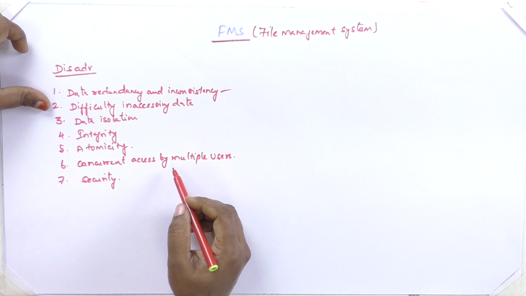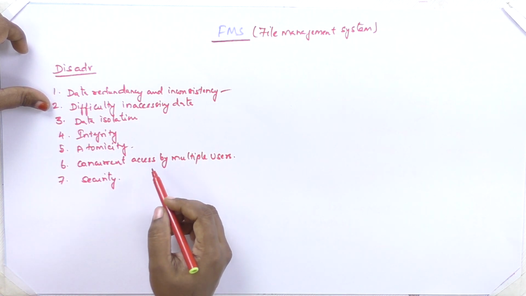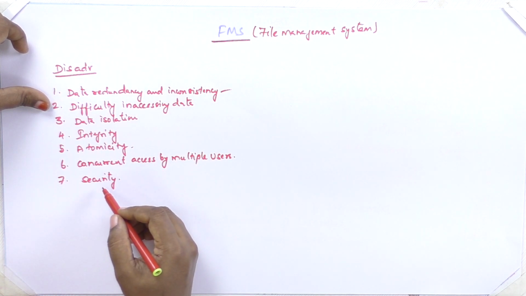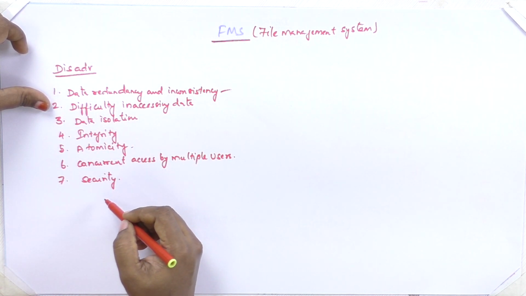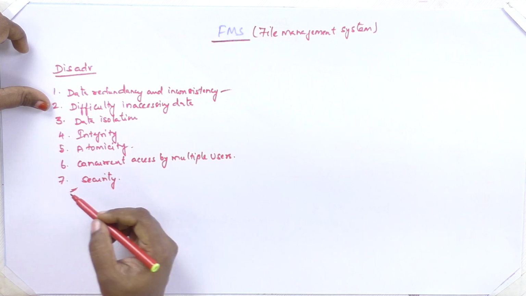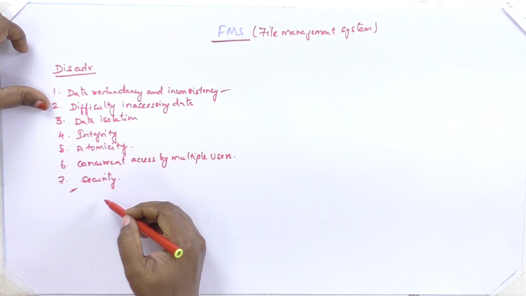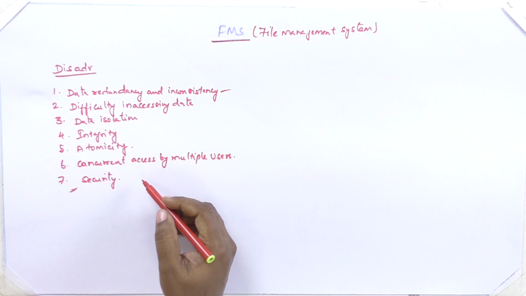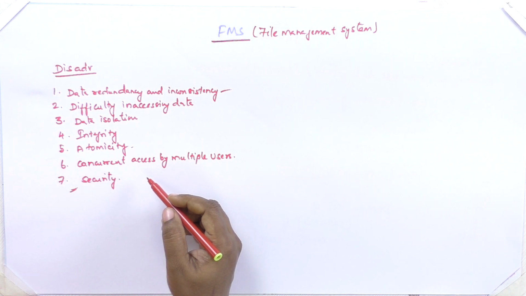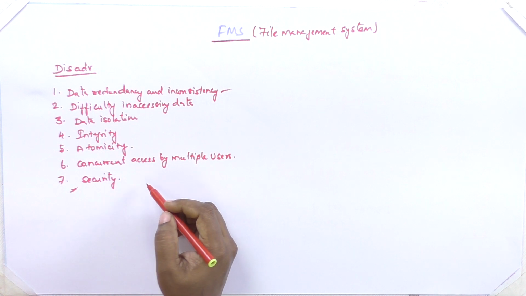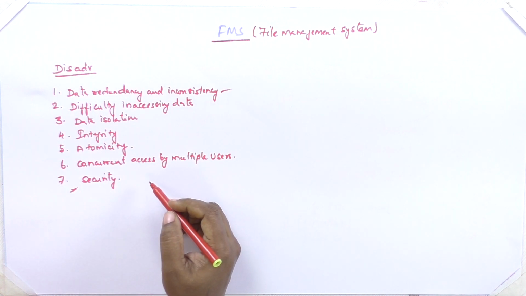And concurrent access by multiple users: when at the same time more than one user is accessing a particular file, we get an issue. And security again, the accessing permission will not be given for this reason. So having all these drawbacks, we have gone for the database management system, where all these drawbacks are addressed and we get everything as a positive.